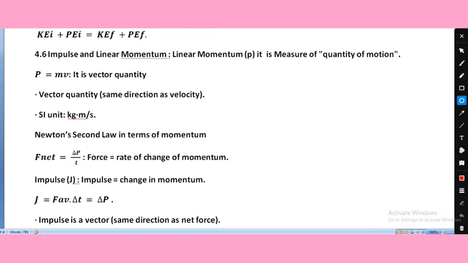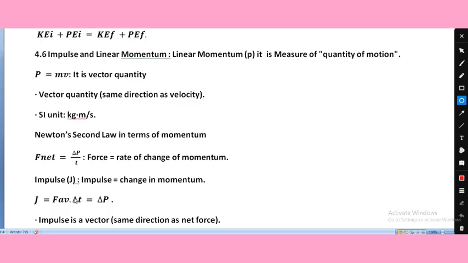Let's go to the next one, about impulse. What is impulse? Impulse is related to linear momentum. Linear momentum is the measure of the quantity of motion. Momentum is equal to mass times velocity, and it is a vector quantity in the same direction as velocity. The SI unit of momentum is kilogram times meter per second. Newton's second law is also directly related: F net is equal to the change of momentum over time.